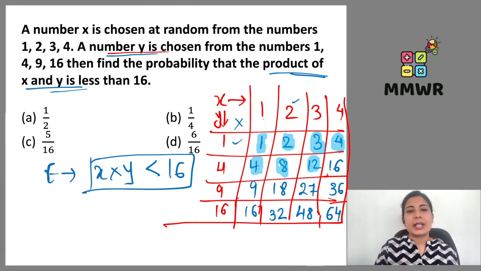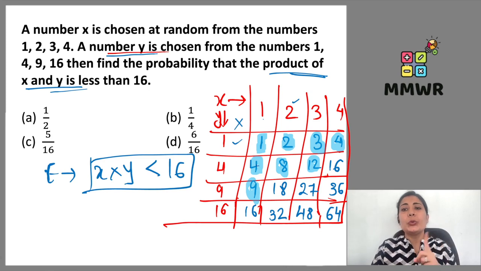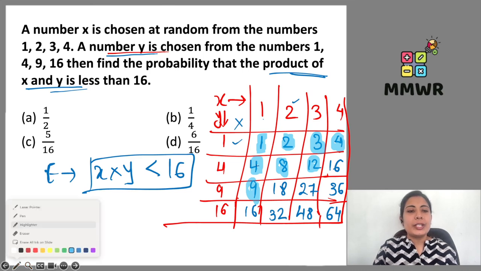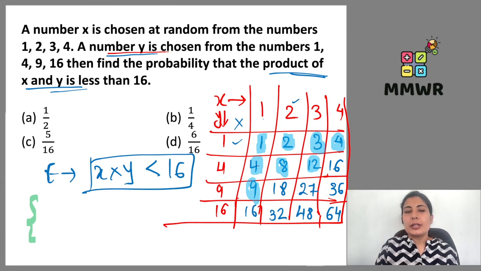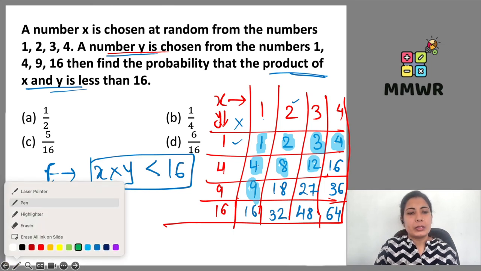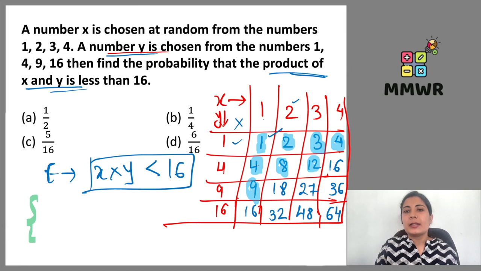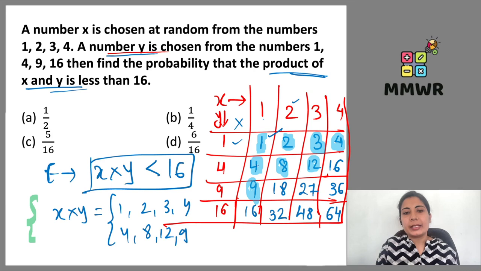So less than 16 we are getting at these places only: 1, 2, 3, 4, 4, 8, 12 and 9. The values 18, 27, 36, 16, 32, 48, 64 will not work here. So we have to consider the product here. The product is x multiplied by y. Here we have 1, 2, 3, 4, 4, 8, 12, 9.